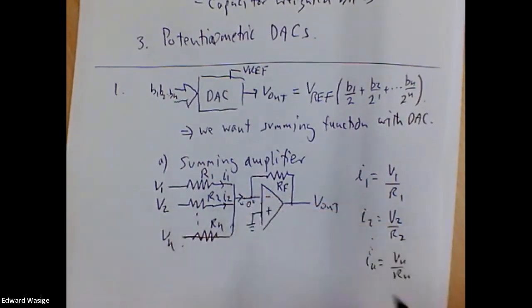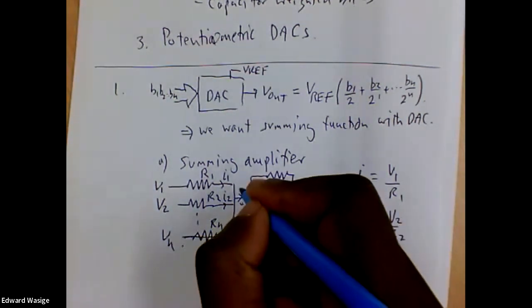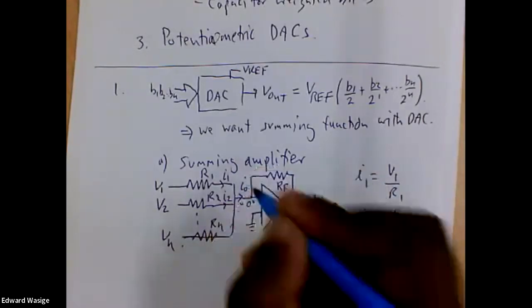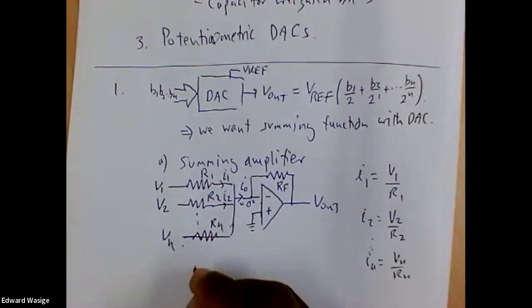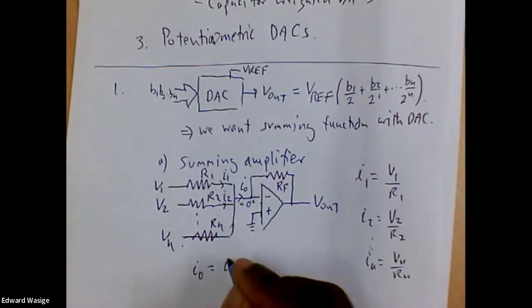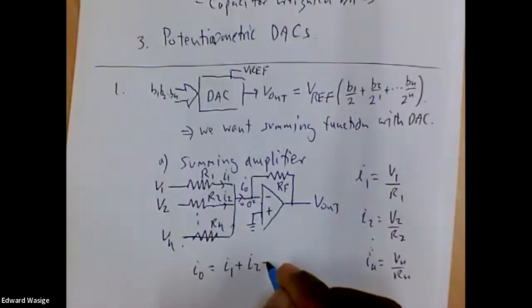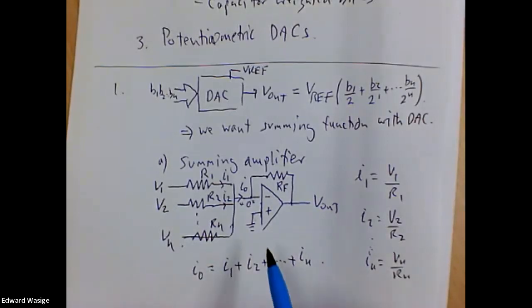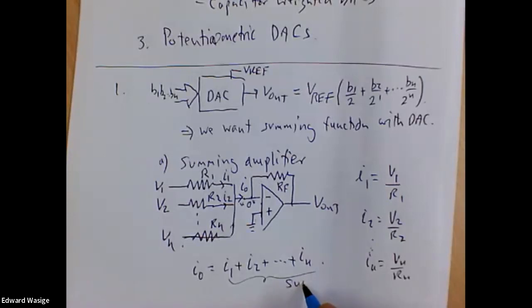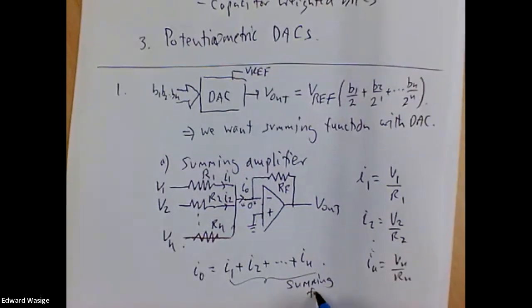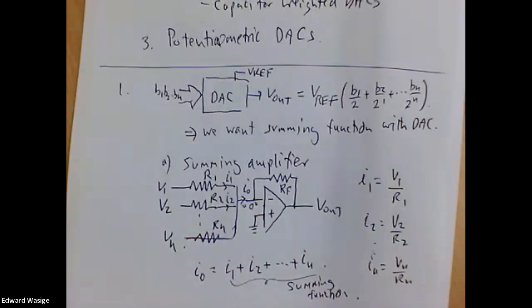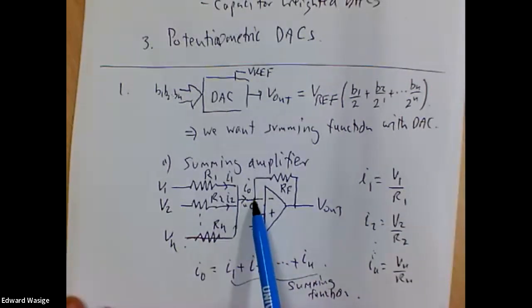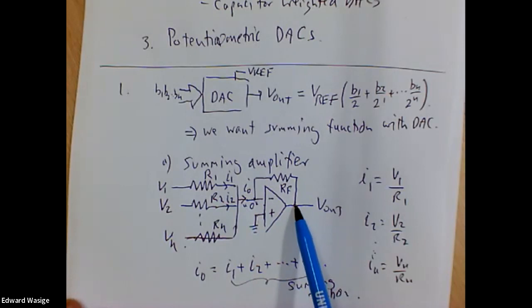So the current that flows into the negative input of the op-amp, we can call it I0. And of course, we'll see that I0 is equal to I1 plus I2 and plus In. So here, we really have our summing function. And so this is 0. The potential here is V out.